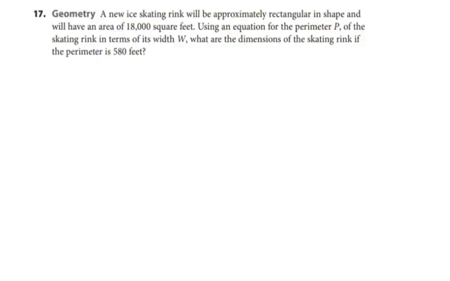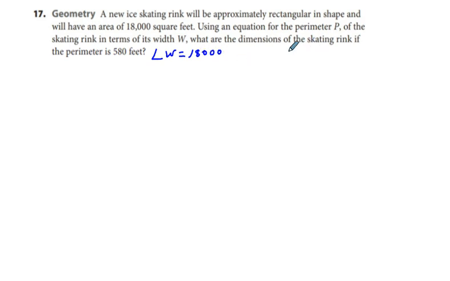Okay, next is problem 17. A new ice skating rink will be approximately rectangular in shape and will have an area of 18,000 square feet. Using the equation for the perimeter P of the skating rink in terms of width W, what are the dimensions of the skating rink if the perimeter is 580 feet? Well, the area is going to be length times width, which is 18,000. So that's one of our equations.